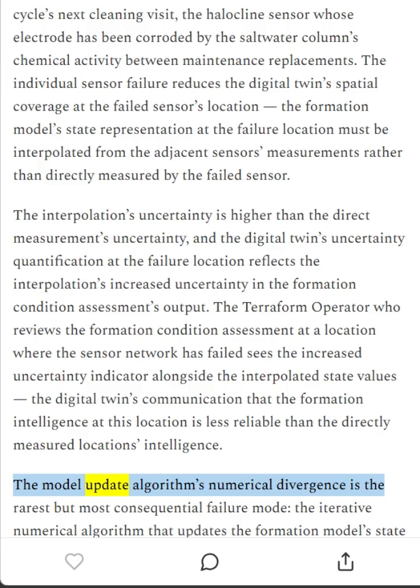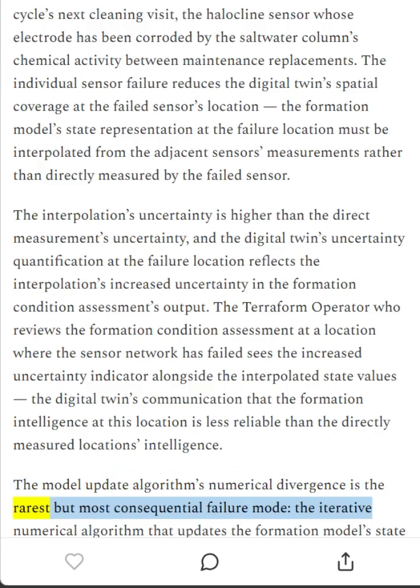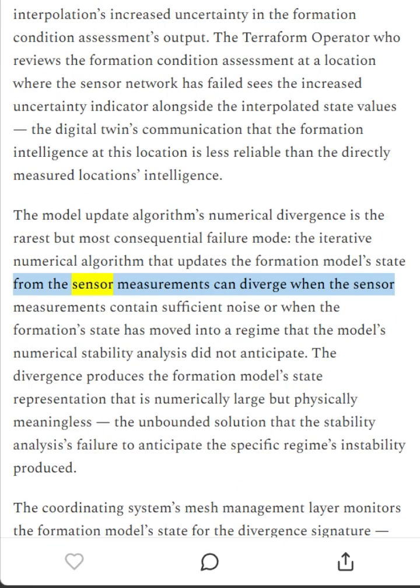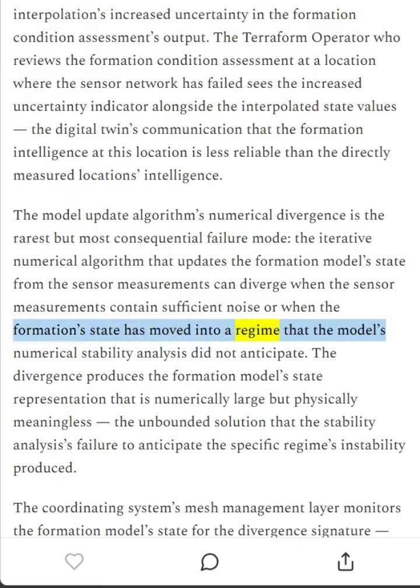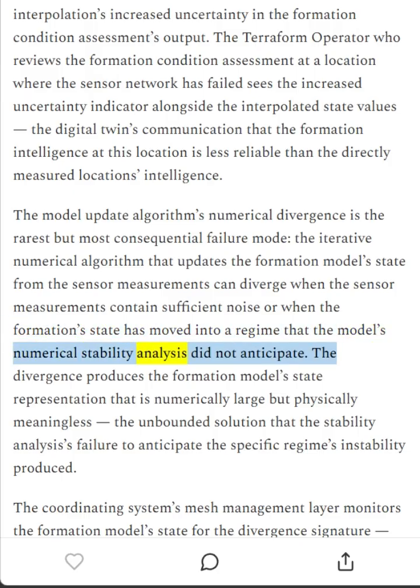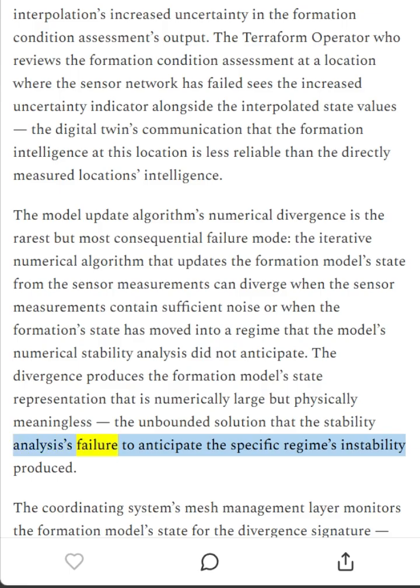The model update algorithm's numerical divergence is the rarest but most consequential failure mode. The iterative numerical algorithm that updates the formation model state from the sensor measurements can diverge when the sensor measurements contain sufficient noise or when the formation state has moved into a regime that the model's numerical stability analysis did not anticipate. The divergence produces the formation model's state representation that is numerically large but physically meaningless, the unbounded solution that the stability analysis's failure to anticipate the specific regime's instability produced.